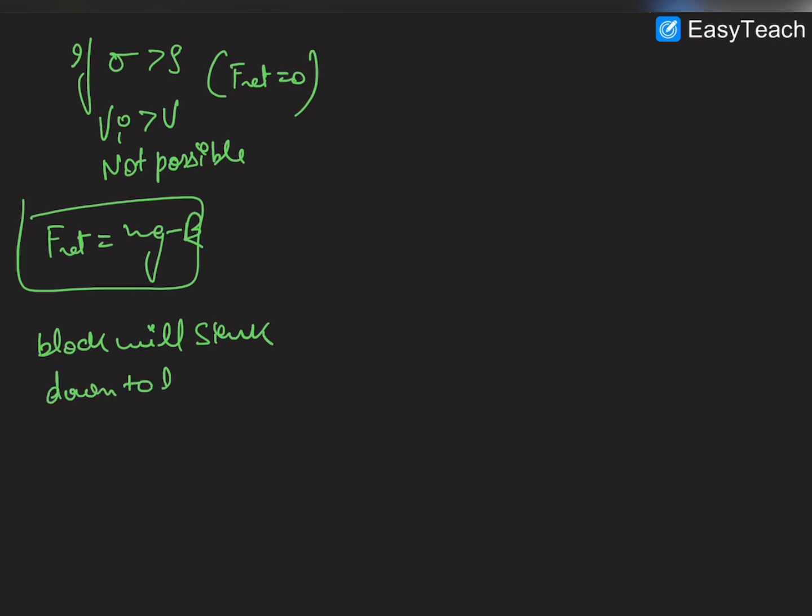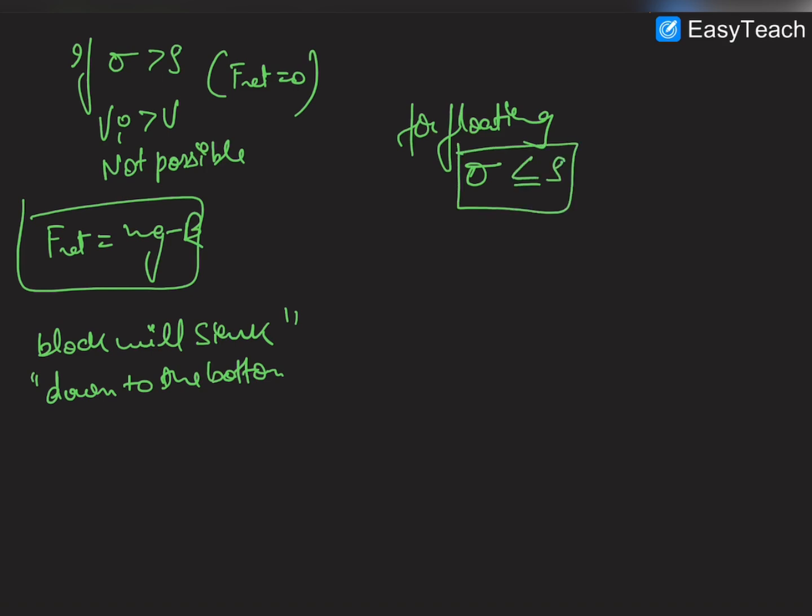So this is very important to note, that this block will sink down to the bottom if sigma is greater than rho. But if we are discussing the law of floating, the law of floating says that for floating, sigma should be less than or equal to rho. This is the condition of floating.